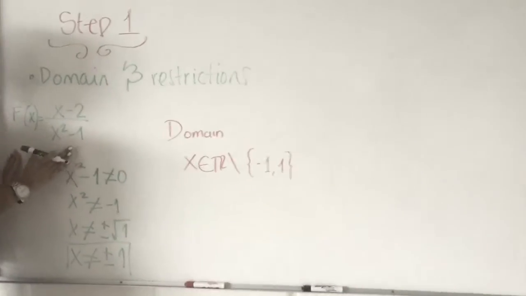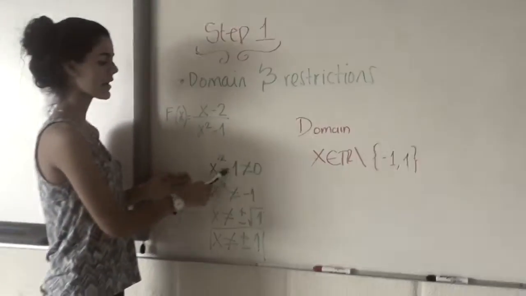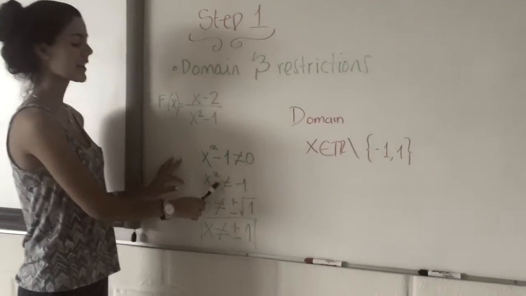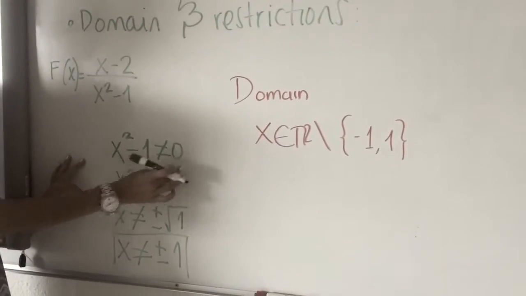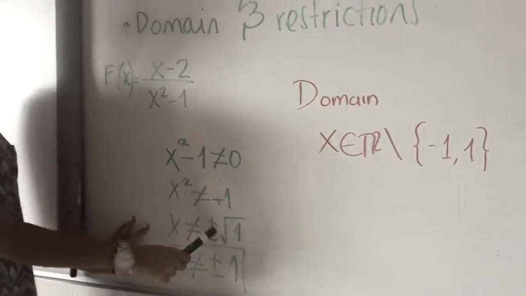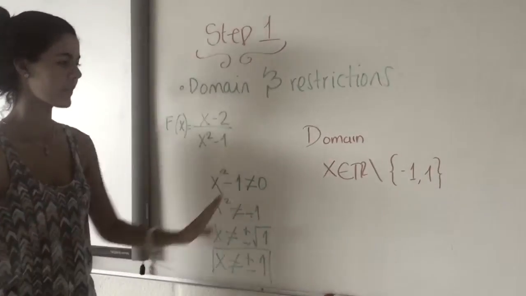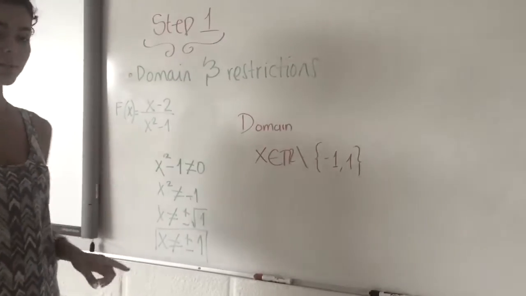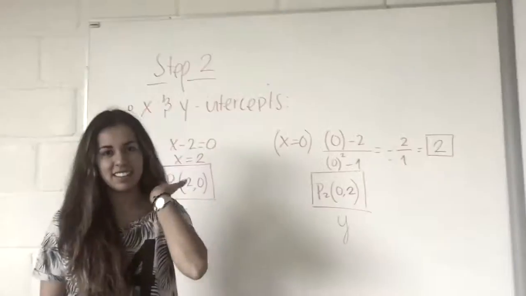So, we have the basic principal function. So now we know that x squared minus 1 cannot be equal to 0. So x squared cannot be equal to minus 1, because we move this minus 1 to the other side, so it's plus 1. Now x cannot be equal to the square root of plus and minus 1. So, the domain is all real numbers except minus 1 and 1.